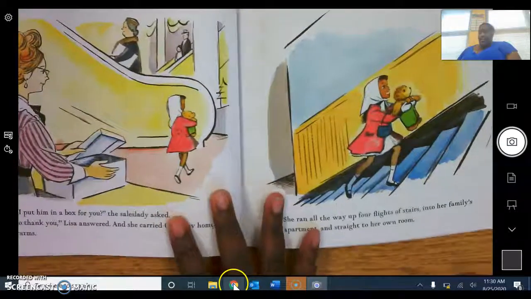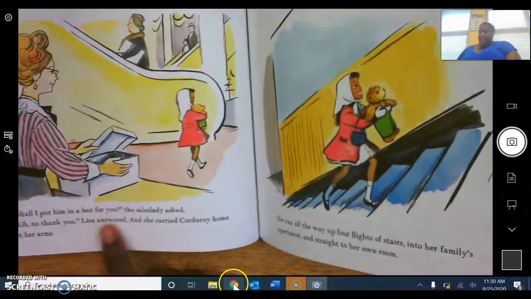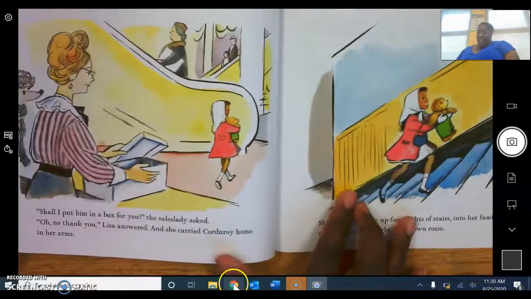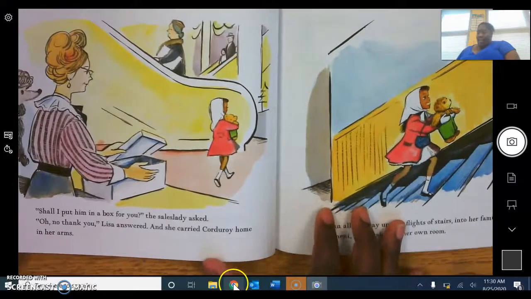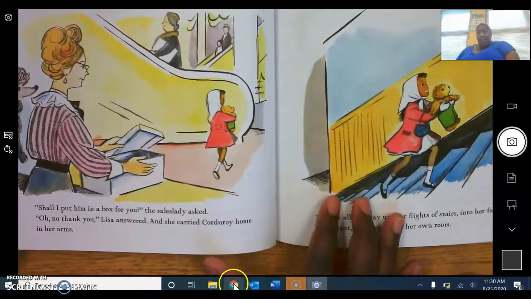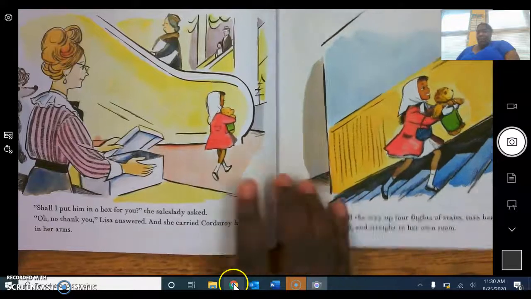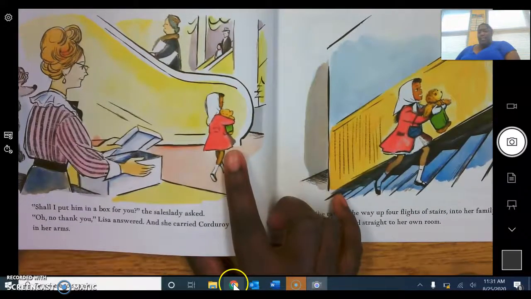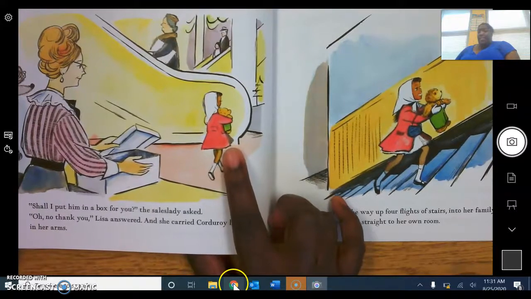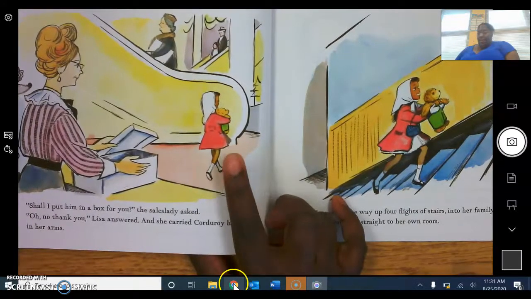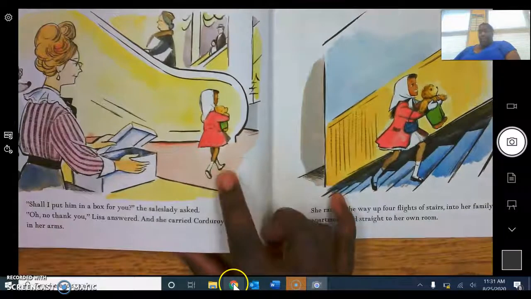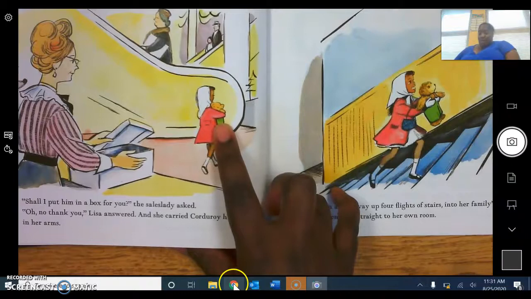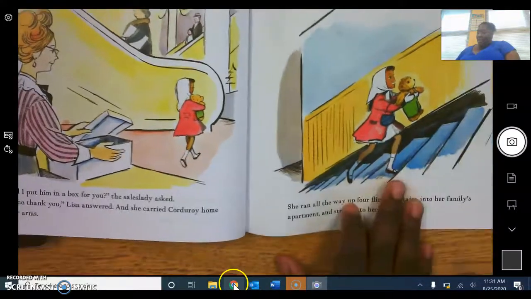Oh, so she's going to get Corduroy. "Shall I put him in the box for you?" the sales lady said. "Oh, no, thank you," Lisa answered, as she carried Corduroy home in her arms. So guess what? They've now given the little girl a name. So what is this little girl's name? This character now has a name. What is it? That's right. Her name is Lisa. The little girl with the pink jacket and the white scarf, her name is Lisa. The bear's name is what? Corduroy. All right, let's keep going.